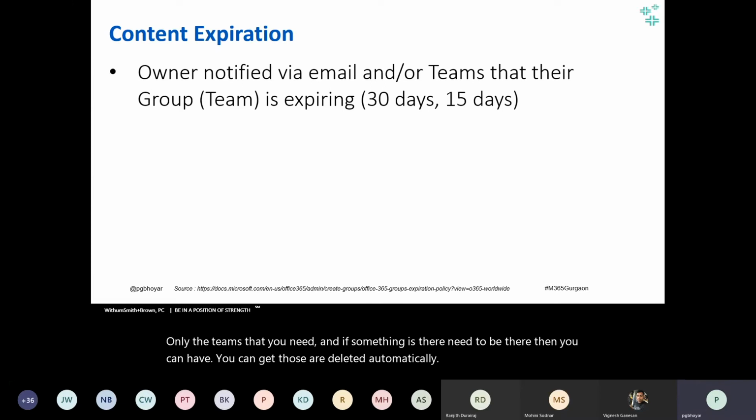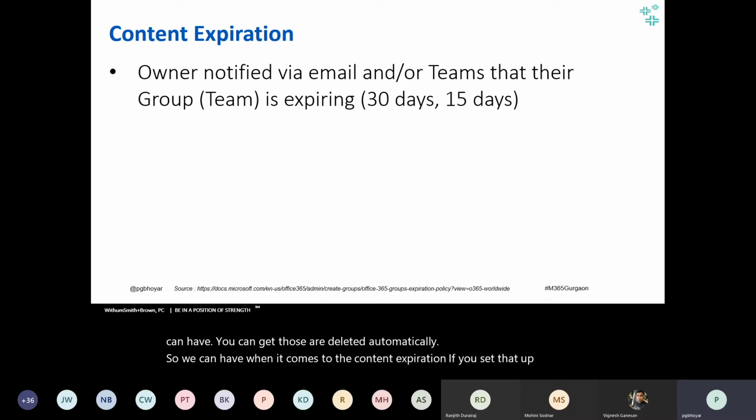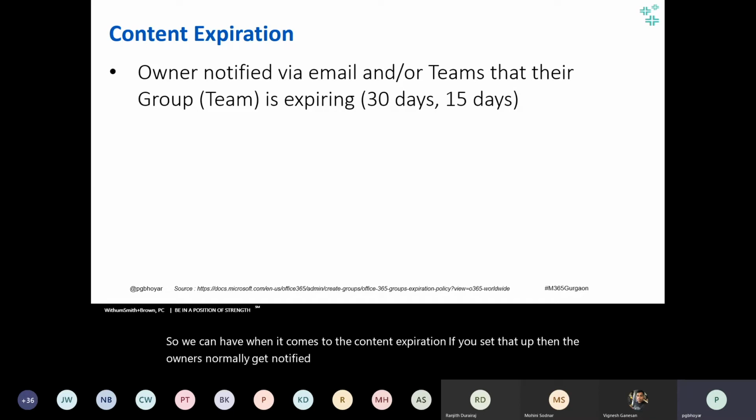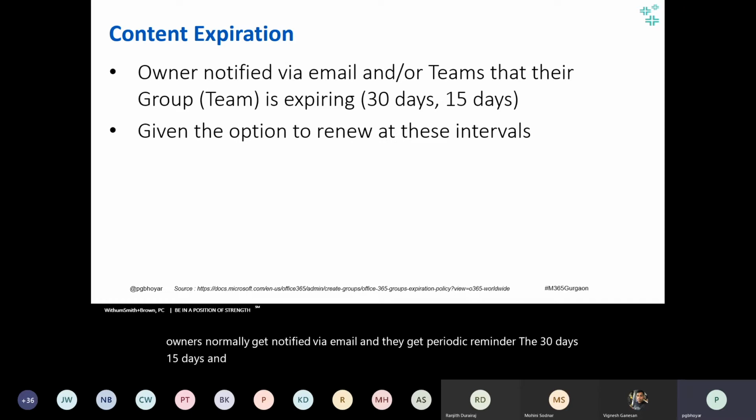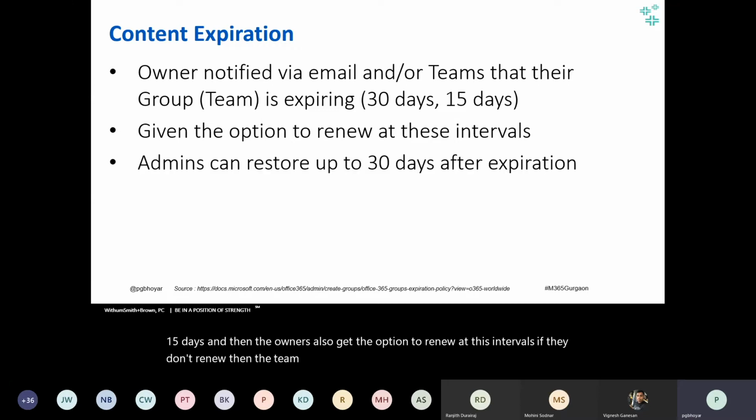And if some team doesn't need to be there, then you can get those deleted automatically. So when it comes to the content expiration, if you set that up, then the owners normally get notified via email, and they get periodic reminders like 30 days, 15 days. And then the owners also get the option to renew at these intervals. If they don't renew, then the team will get automatically deleted.